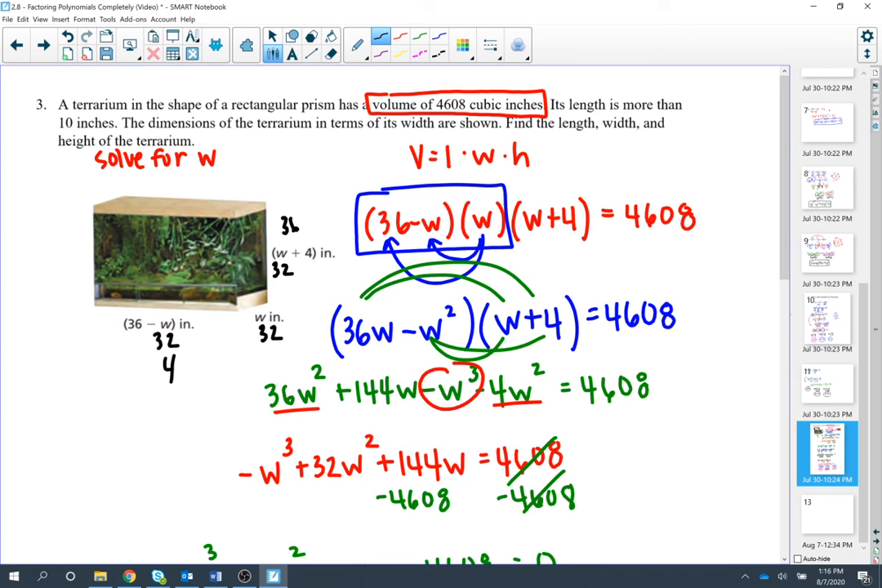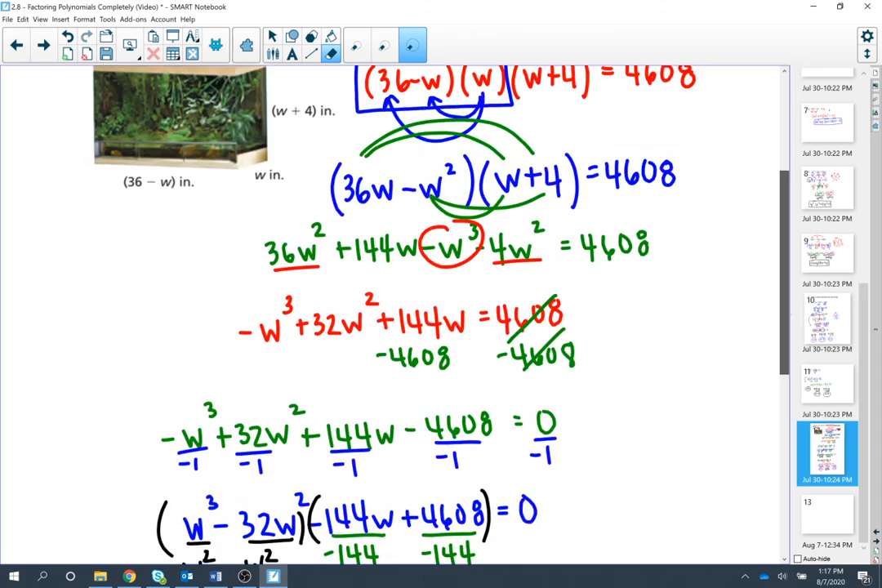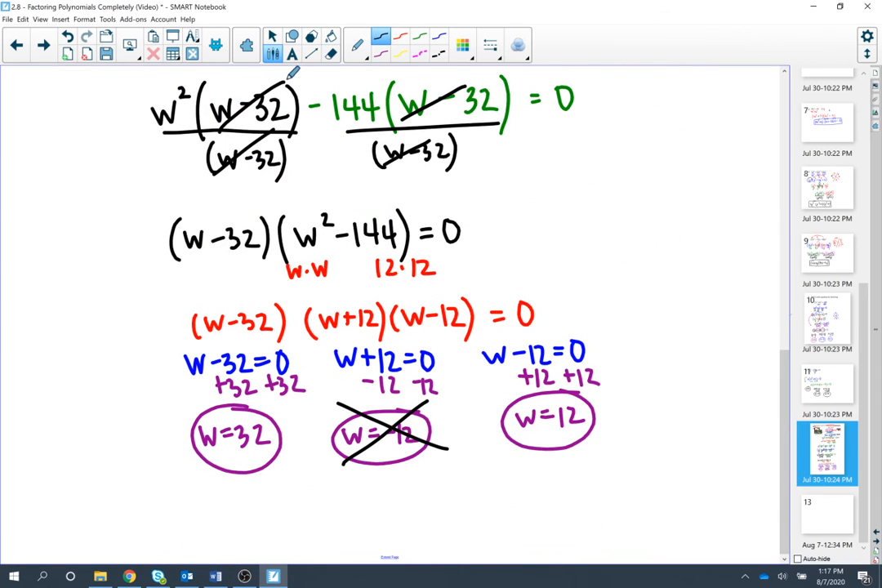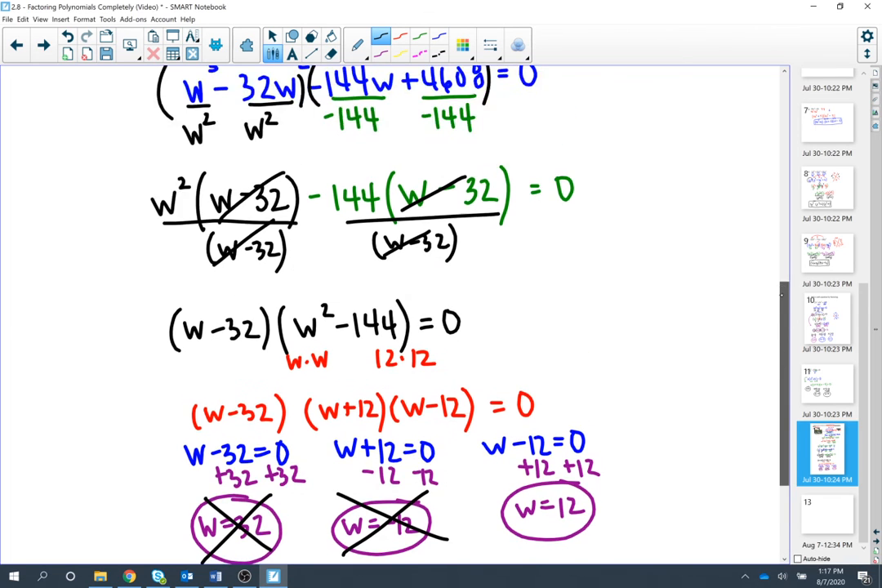Is this okay? No. It says right here, the length has to be more than 10 inches. Is the length 10 inches? No. If the width is 32, then the length is only 4. So that will not work given the qualifications that we were given. So let's go try 12.